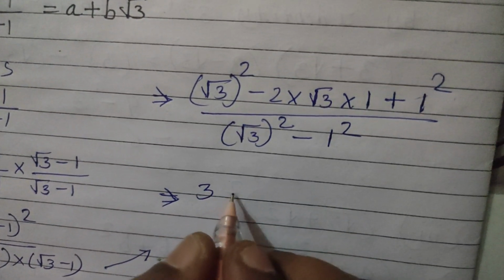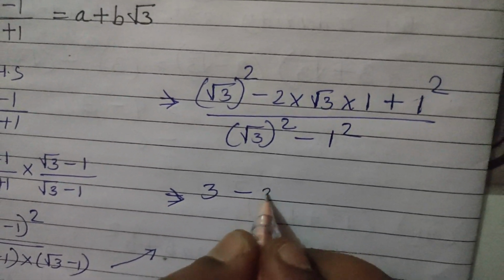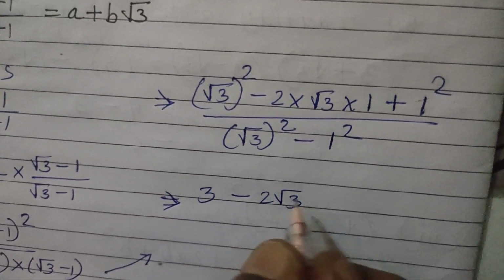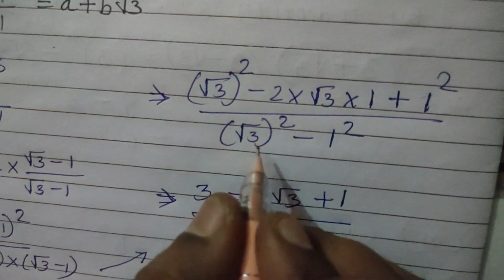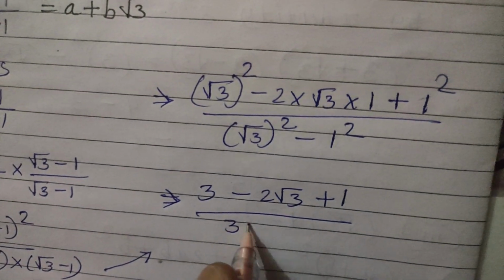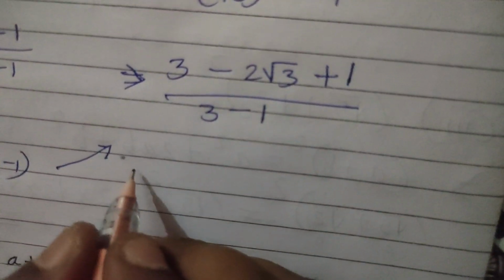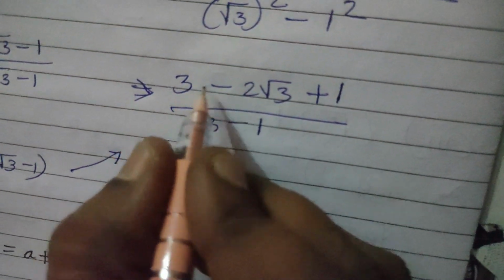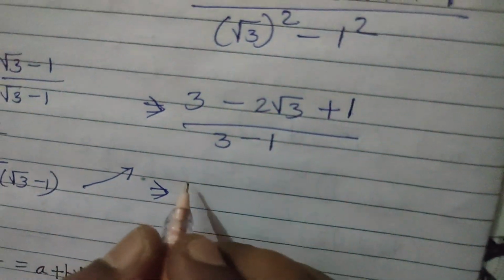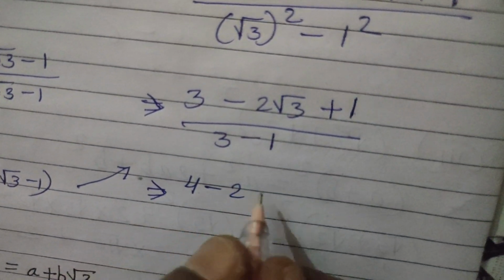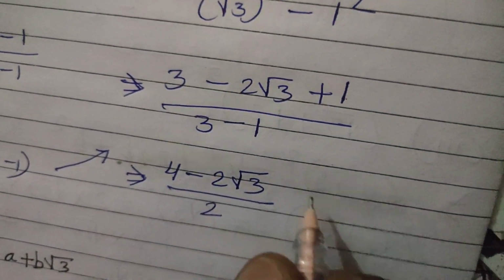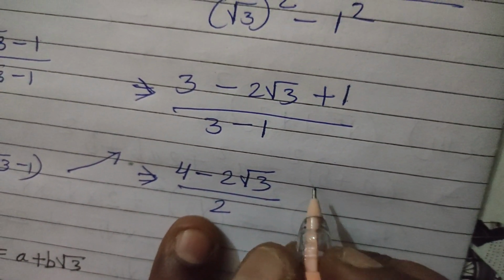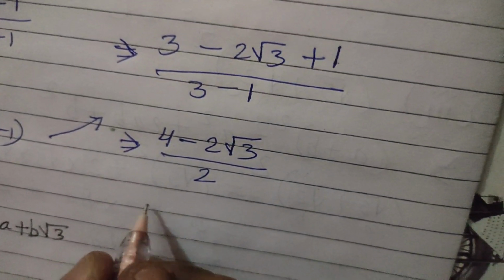Now root 3 square is 3, as we have already seen in the last example. So we get 3 minus 2 root 3 plus 1 upon 3 minus 1. Now 3 plus 1, the constant term, will be 4, so 4 minus 2 root 3 upon 2. This is what we get from the left hand side.